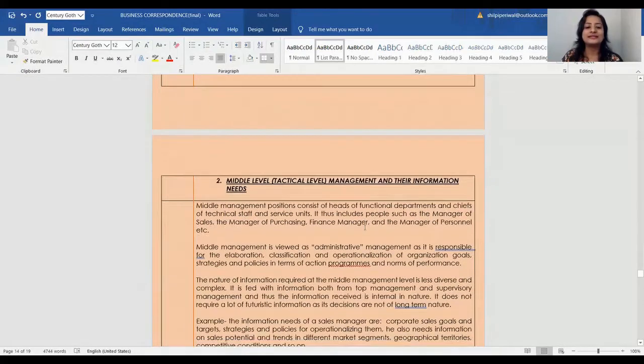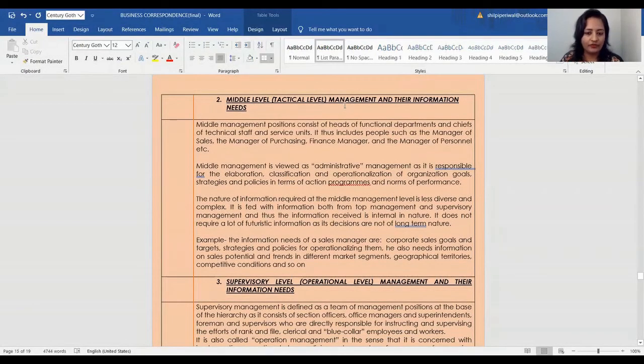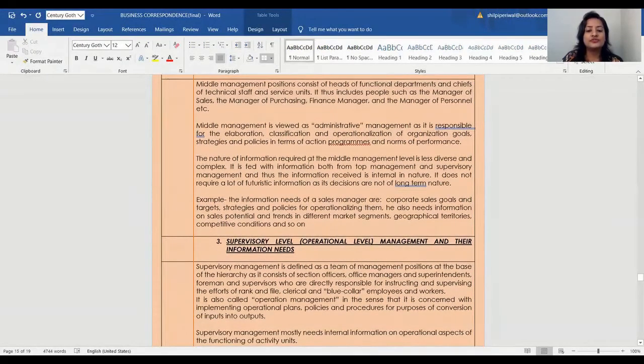Now coming to the next level, that is your middle level or tactical level of management. This is the administrative head. They get all the data fed into them by the top management, and they have to give instructions to the supervisory level people. Here, their functional departmental heads and chiefs of technical staff, like the finance manager, etc., are administrative. They are responsible for elaboration and classification of the goals, and the nature of information which they require is less diverse and complex. It is fed with information from top management and supervisory, and the information received is internal in nature.